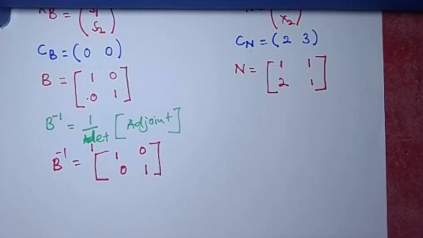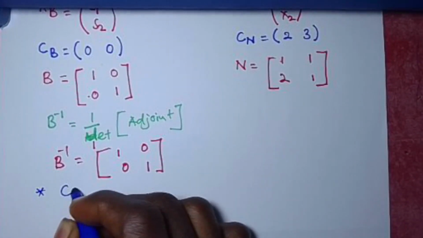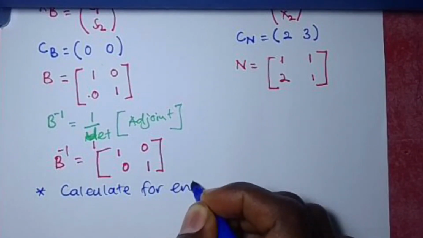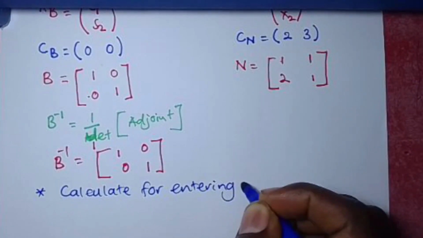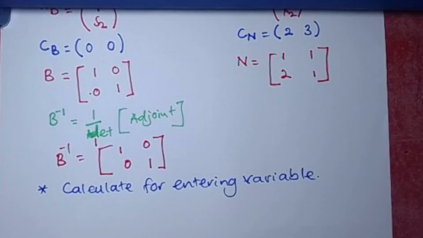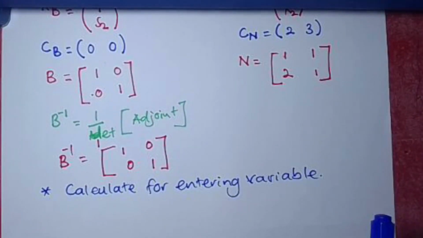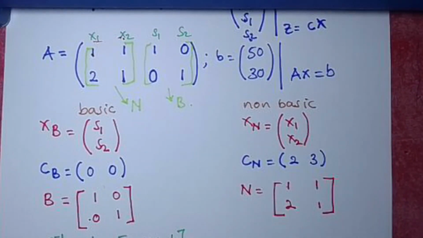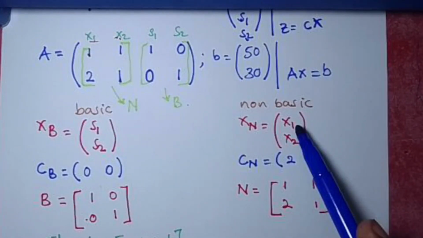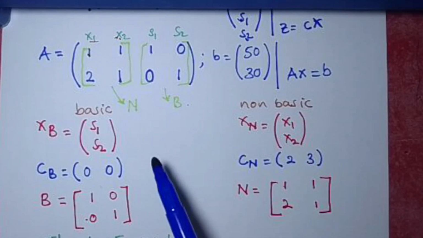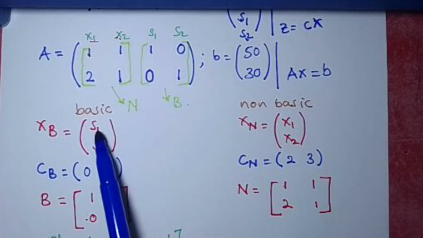So step number 1, calculate for the entering variable. Now there is something we call an entering variable. The main objective, as you can see clearly from what we have here, is that we have a side for basic and a side for non-basic. The values we want to find, x1 and x2, are on the non-basic side. The values that can be given directly are the basic variables.